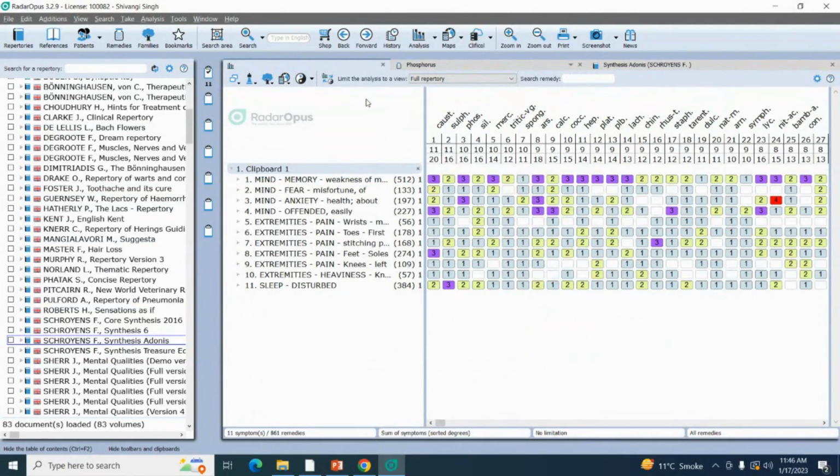So according to my grading of the totality, I'm going to prescribe the Causticum remedy. I'm going to select this remedy for my patient on the basis of totality. So I'm going to my prescription part.